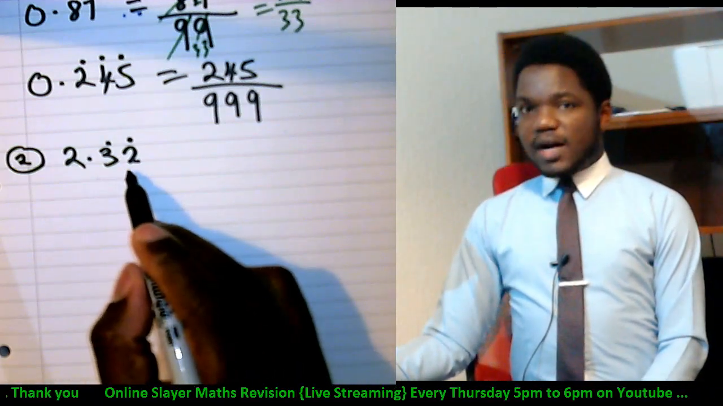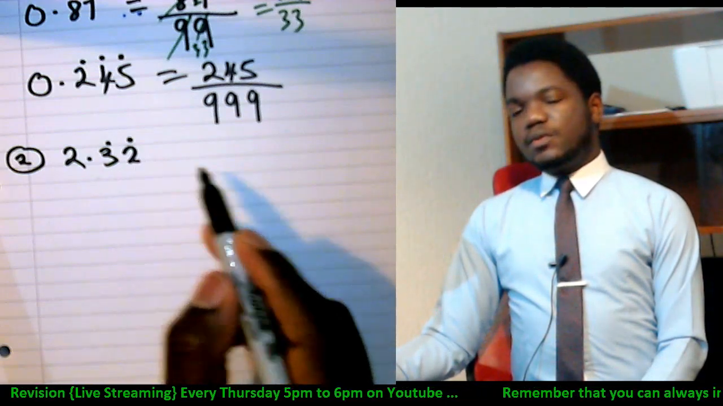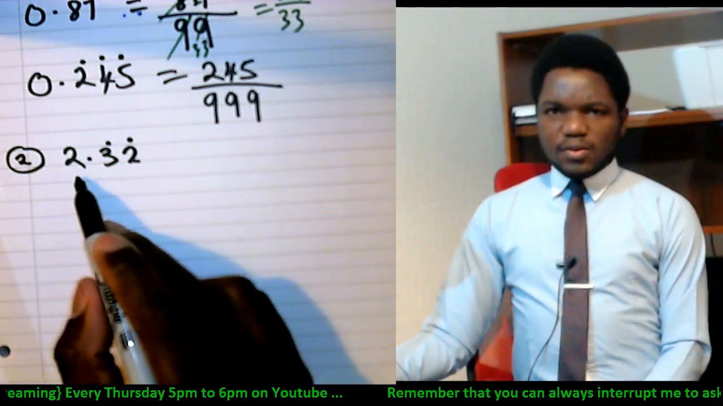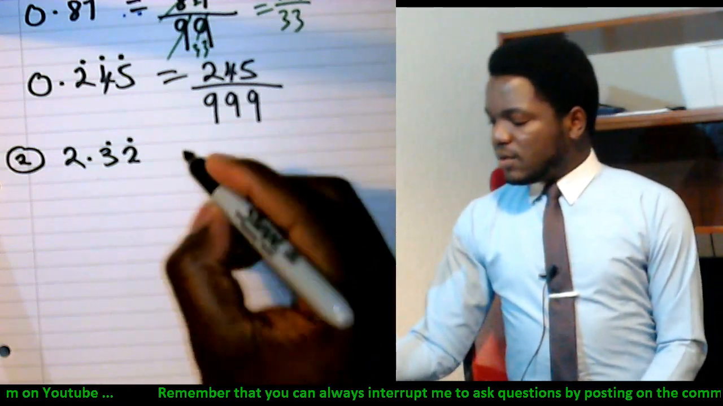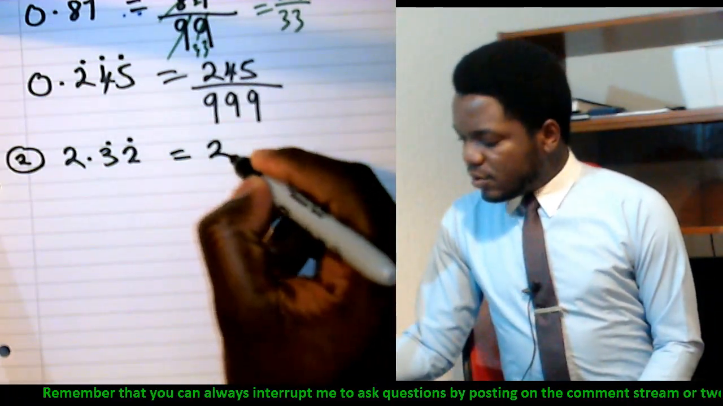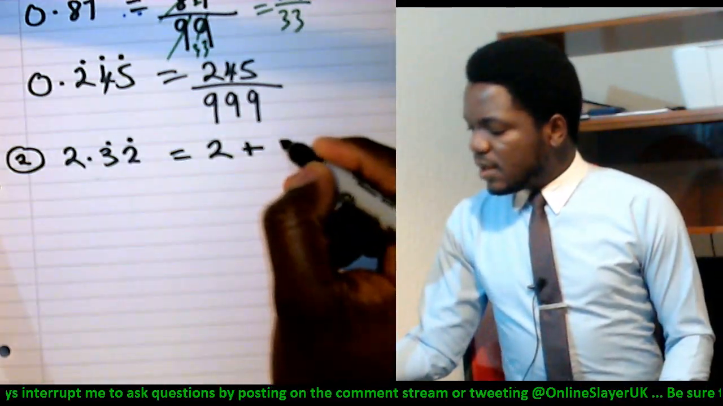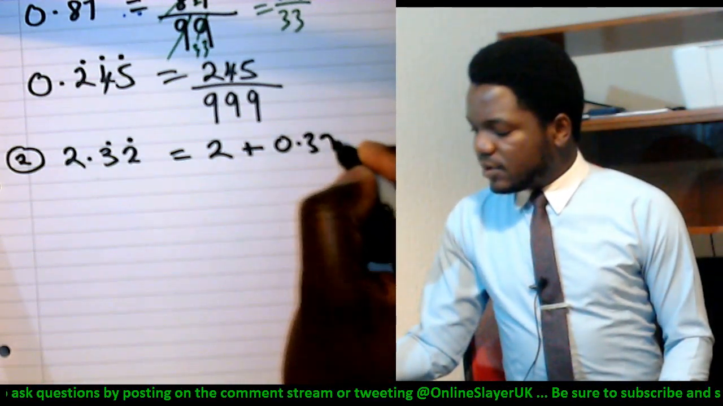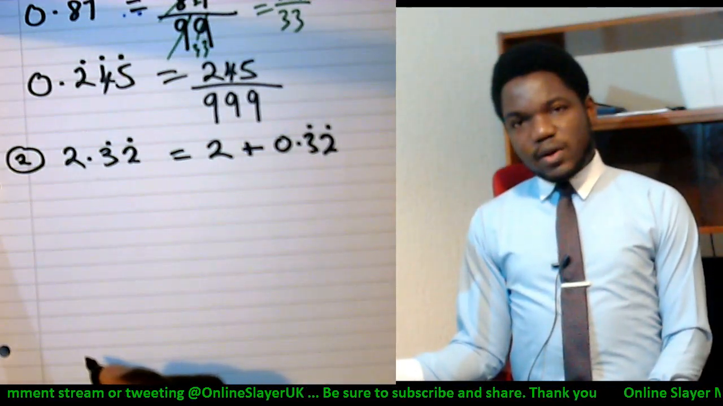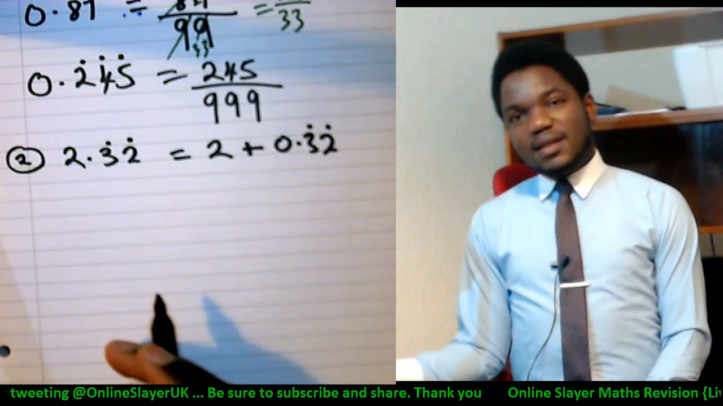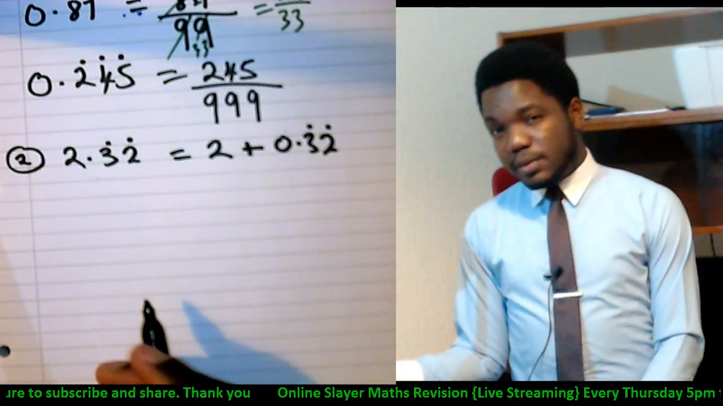3 and 2 are repeating, so it's going to be 2.323232. But what about this 2? It's not one of the recurring guys, is it? So this is the same thing as 2 plus, so you're going to separate these things, 2 plus 0.32 with a dot on the 2 of them. So what have we done now? We have simply separated the guys that are not repeating from the guys that are repeating.